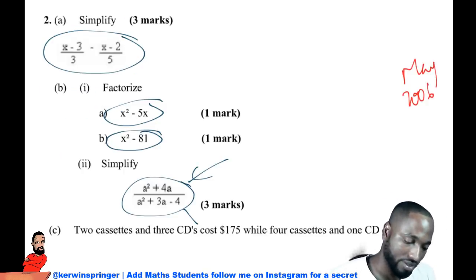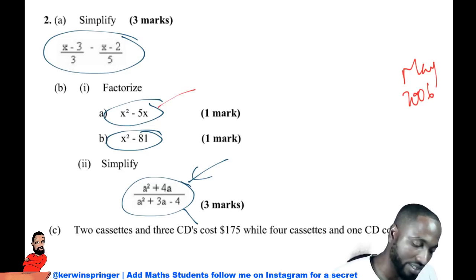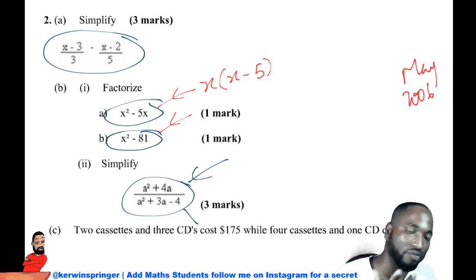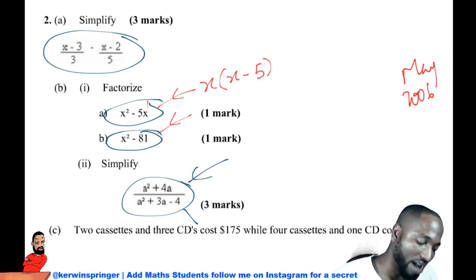Let's go back. Factorize this. This one is easy. It will be x into x minus 5. So that one is just a normal factorizing. This is like half of a quadratic. There's no plus 2 or anything there. So you just look for what's common and factorize. This one, you see a square there, and you could see a square there. So you can find the square root. So we have x plus 3 and x minus 3.